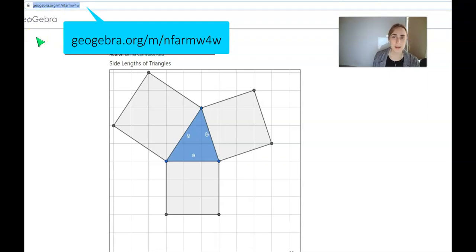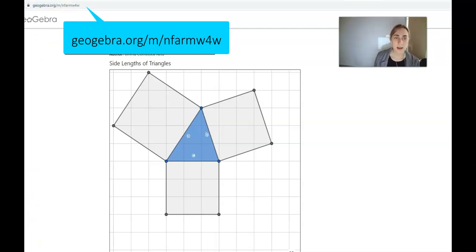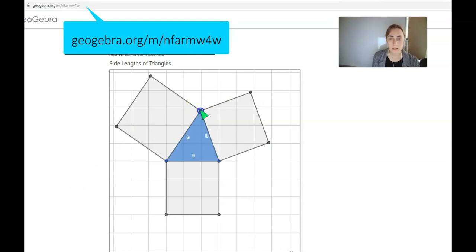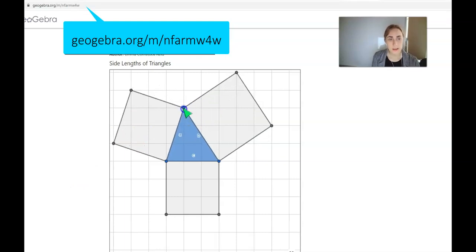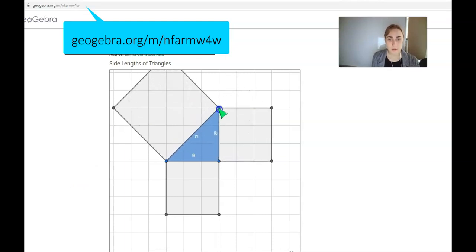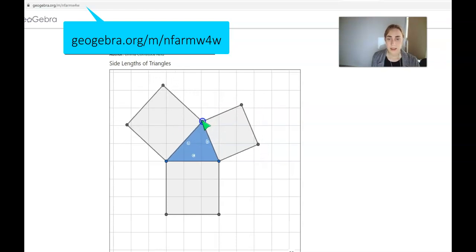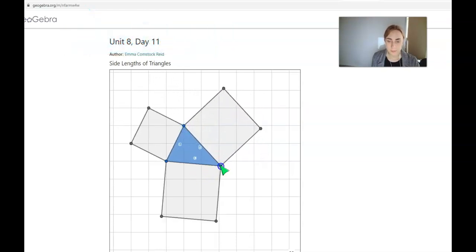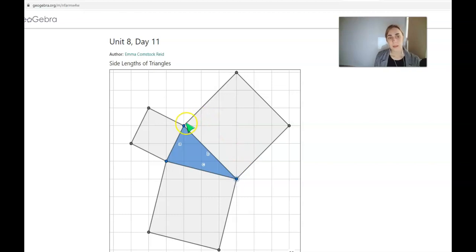It's geogebra.org/m/nfarmw4w. And you can see that this applet has a triangle just like the triangle you have on your slide. And you can adjust the location of the vertices to match each of the triangles, so that you can picture the lengths and the areas that you need to include on your slide.